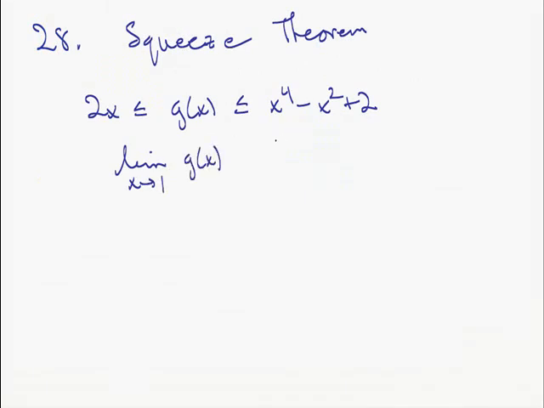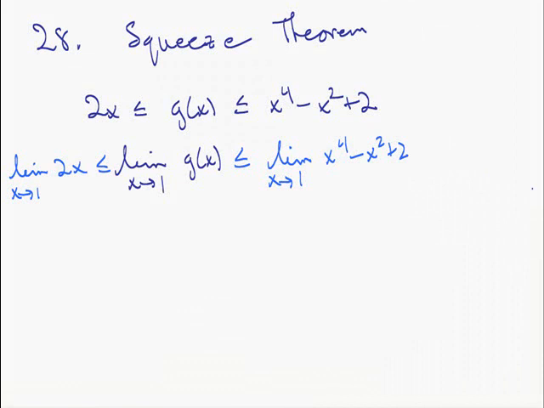Well, by the squeeze theorem, the limit as x approaches 1 of g of x will be less than or equal to the limit as x approaches 1 of x to the 4th minus x squared plus 2, and it'll be bigger than or equal to the limit as x approaches 1 of 2x. Since 2x and x to the 4th minus x squared plus 2 are polynomial functions that are defined at 1, you can just go ahead and take the limits of the right side and the left side of this compound inequality by plugging 1 in.